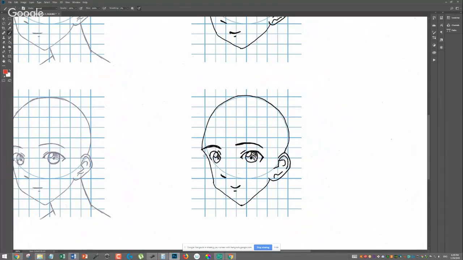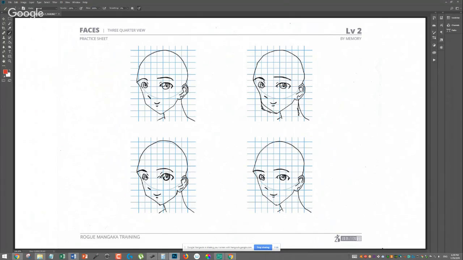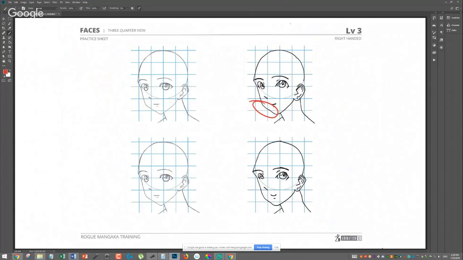From here, because you had the complete grid in level 1, you did a decent job. And then in here, this is by memory, level 2. You didn't do that badly. I like that you corrected this part. Very good. And then it starts getting more complicated. Look, you start missing the points.